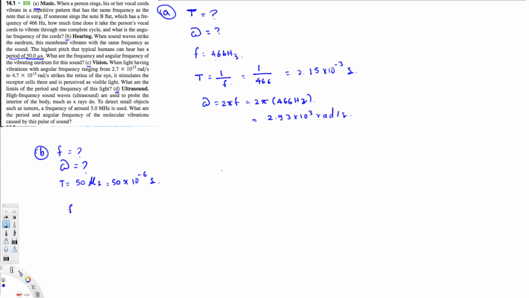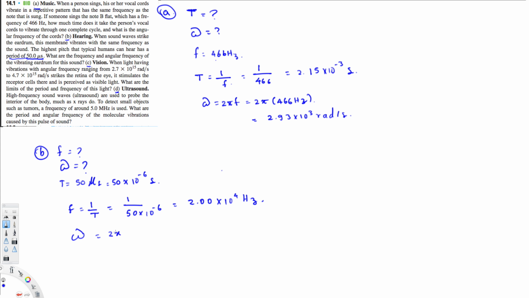So we know that f is going to be equal to 1 over T, and that's going to give us 1 over 50 times 10 to the power of minus 6. If I divide this one by this, it gives us 2.00 times 10 to the power of 4 Hertz. And this is the frequency. We have to find the omega right now.